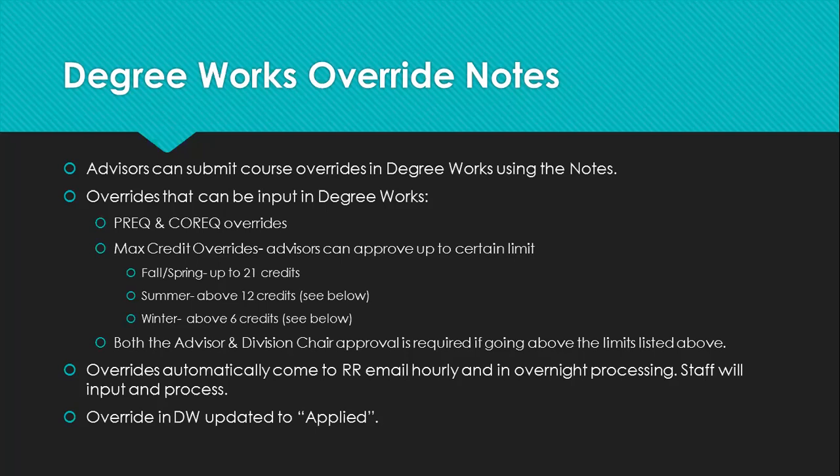And then once those are input, they automatically come to registration and records every hour, as well as in the overnight process. Just in case you submit it later in the evening when we're not there, we'll get an email first thing in the morning and we can process those. So once we put those in, we do update the note in DegreeWorks to say applied, so that you know, looking back at the audit, that the override is in and the student should be able to register. So let me just bring up DegreeWorks again and show you.